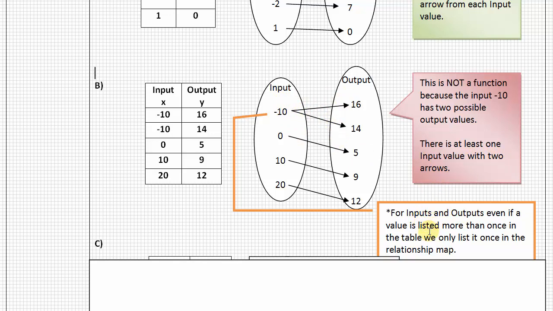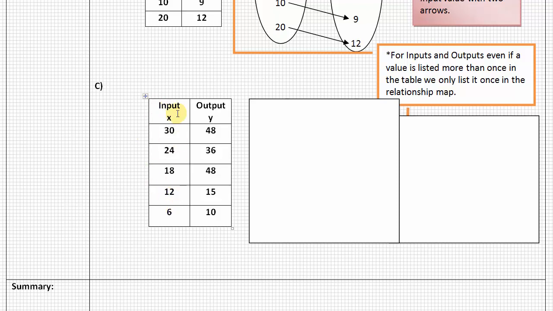So let's take a look at our third and final example. Here's our list of input and output values in our x and y table. What I'd like you to go ahead and do is set up your relationship map and draw in the arrows, and try to decide for yourself: do you think this is a function or not a function?